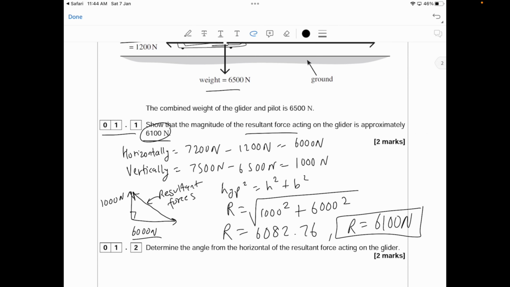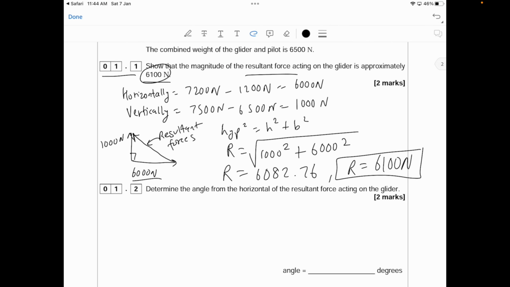How this works is that we draw the right angle triangle again. So we have 1,000 newtons going vertically upwards, and we have 6,000 newtons going horizontally. And we can see the resultant force, and we have to find the angle. Using the concepts of SOHCAHTOA, we know this is a trigonometry type of question. We found our resultant force to be about 6,100 newtons. That's the hypotenuse. This is the opposite, and this is the adjacent.